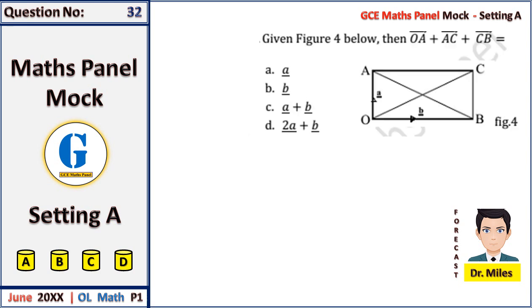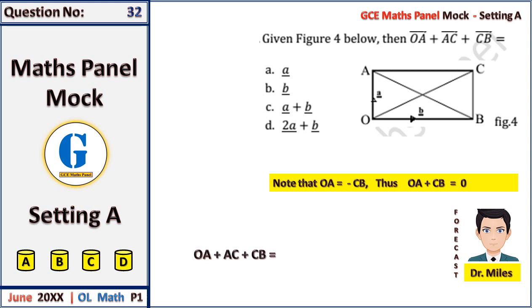32. Given the figure 4 below, OA plus AC plus CB equals. Now in this case, we note that the vectors OA and CB are equal in magnitude but opposite in direction. So if you add the two, the result is 0. So OA plus AC plus CB will just be equal to AC, which is B, because from O to A is A, and from C to B is minus A, so those two cancel out. We are left with the 0 vector.